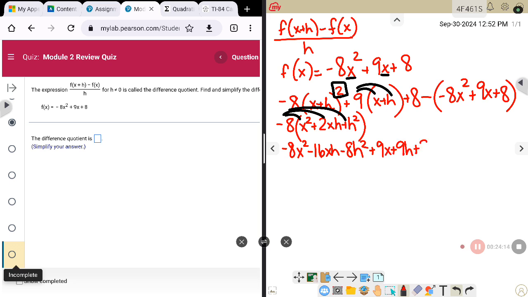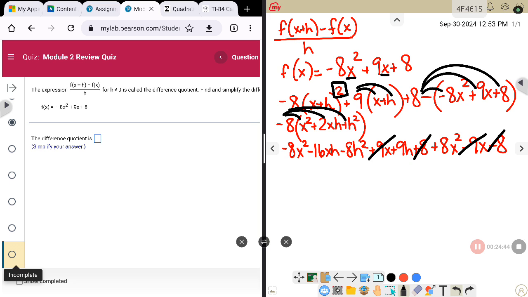Then the last part, I'm going to distribute this negative. When I distribute that negative, it's going to change all the signs. So that's going to end up being a plus 8x squared minus 9x minus 8. And once again, everything that you distributed a negative to should cancel something. So the negative 8 cancels out the positive 8. That negative 9x cancels out that positive 9x. That positive 8x squared cancels out that negative 8x squared.